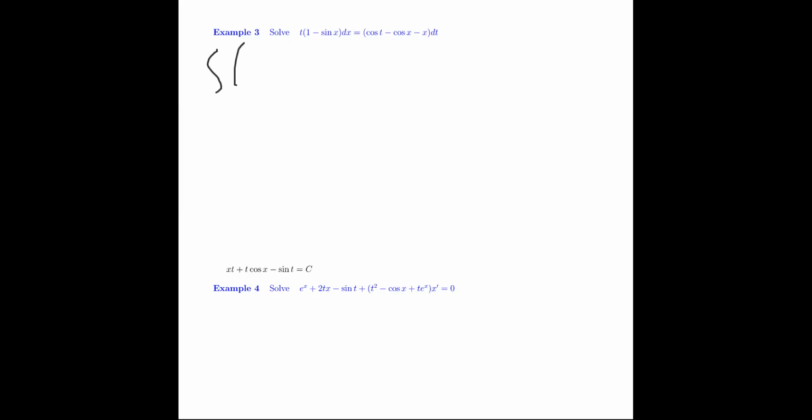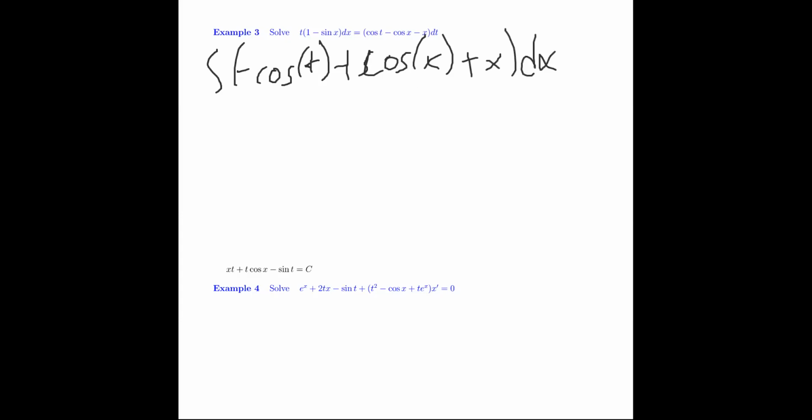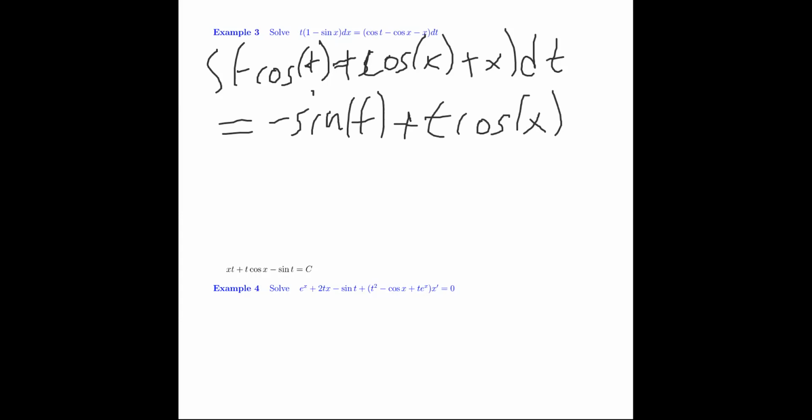And so that is the integral of negative cosine of t plus cosine of x plus x dt. What is this equal to? Well, the antiderivative of negative cosine is negative sine of t. The antiderivative of cosine of x with respect to t should be a positive t cosine of x. And then we get plus tx plus some function of x.